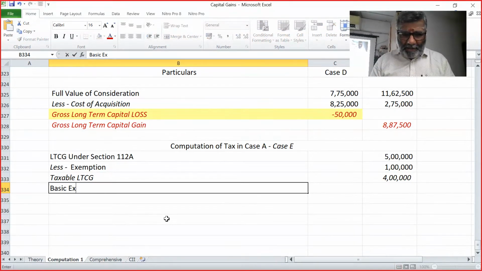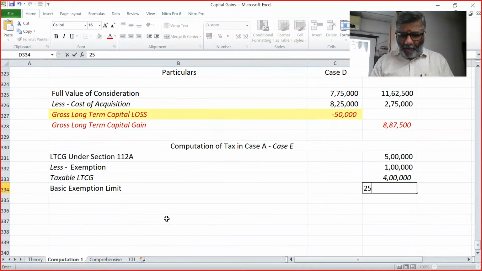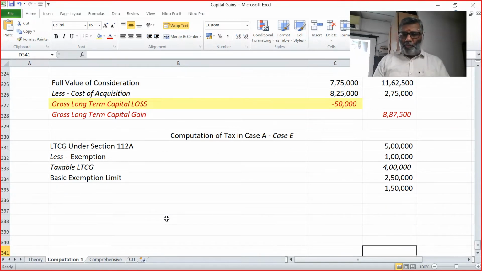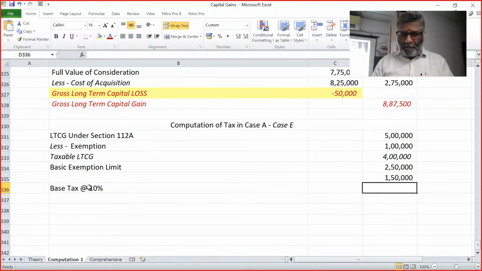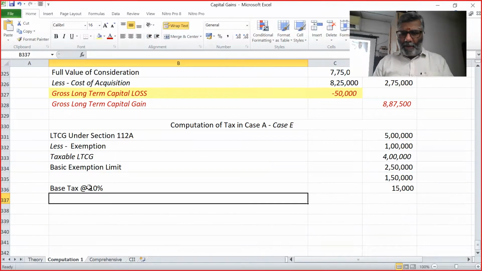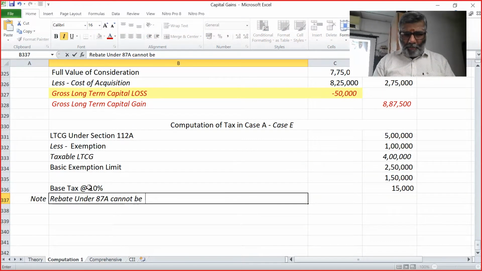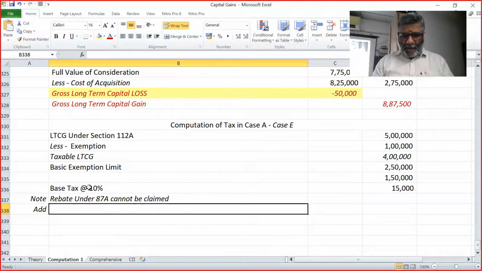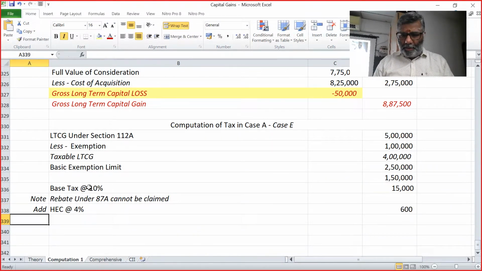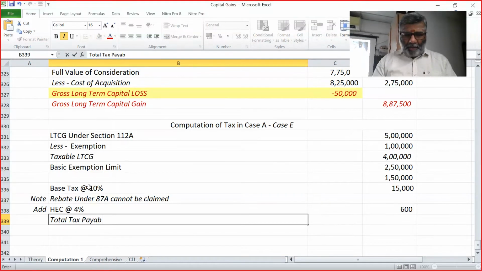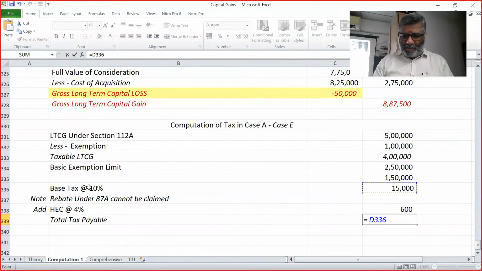So the basic exemption limit is 2,50,000. Now I am getting 1,50,000. Tax at the base rate of 10%: 1,50,000 into 10%, 15,000. For your benefit, note that rebate under 87A cannot be claimed. So add HEC at the rate of 4%. Total tax payable comes to 15,600.